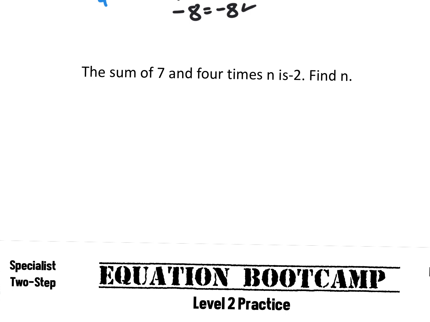And when we did the word phrases for expressions, the same things apply here now. The sum, we know, means it's going to be added. A sum means to add. And it says 7 and 4 times n. Okay, this is a term right here. And here's a term. Is means to equal. So here's what they're equal to. And it says to find n. So we have the sum of 7 and 4 times some number n is -2.